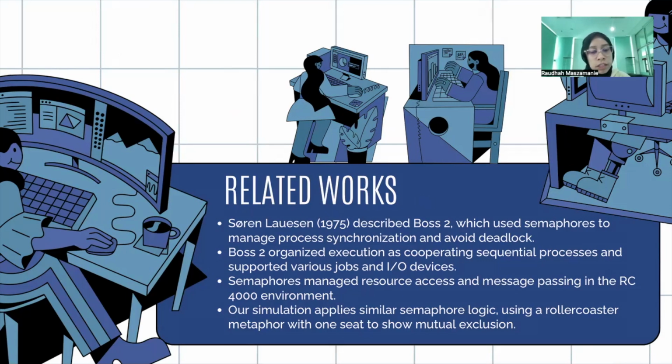This idea relates closely to our simulation. In both cases, a counting semaphore controls access to a shared critical section, in our case represented by the roller coaster seat, to ensure mutual exclusion and orderly execution.